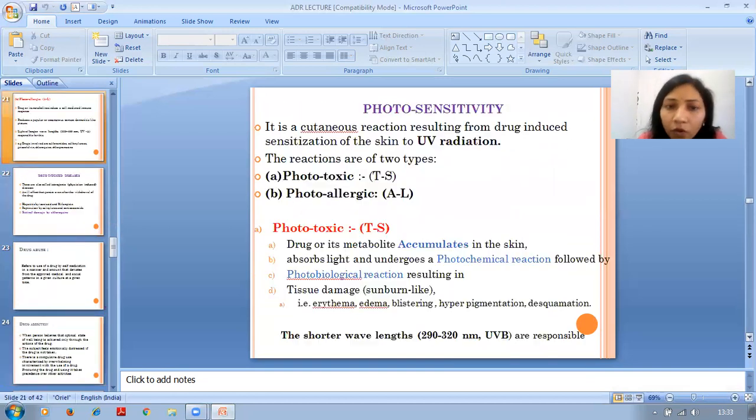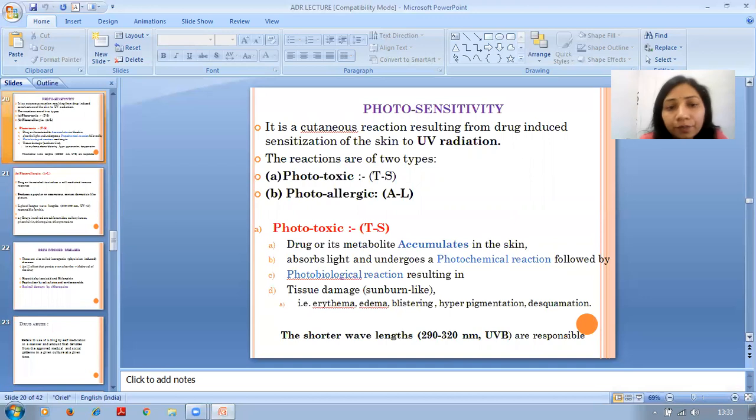Phototoxic. What do you mean by phototoxic reaction? In phototoxicity, the drug or metabolites accumulate in the skin, absorb the light and undergo a photochemical reaction followed by a photobiological reaction, resulting in tissue damage, which may appear as erythema, edema, blistering, hyperpigmentation. Phototoxic reactions are more common with the shorter wavelength light.